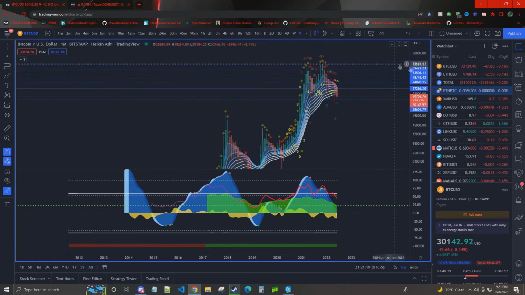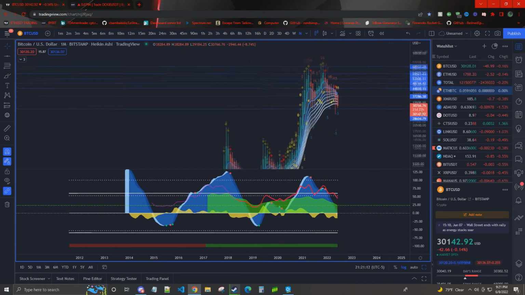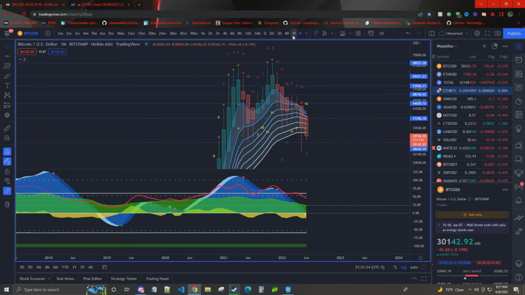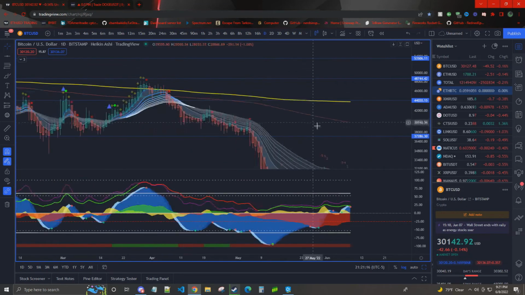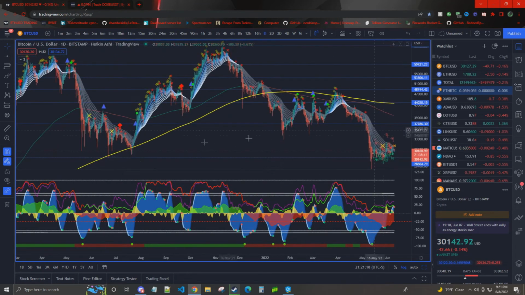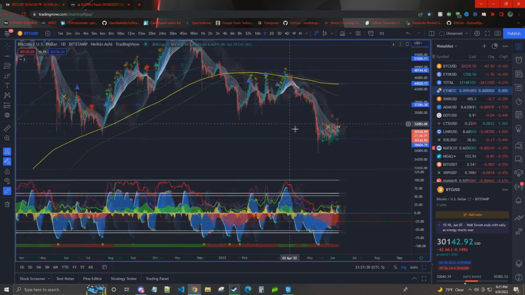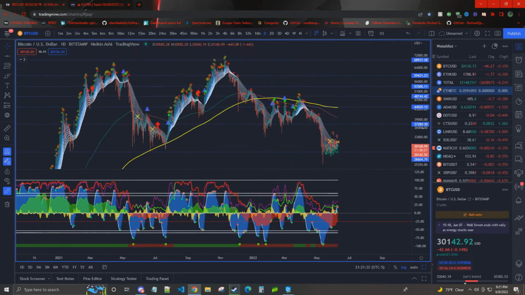That's how you draw Fibonacci's. For retracing down in a bear market, you go from the lowest point of the last swing low to the highest point of the last swing high. And for retracing in a bull market, you go from the last swing high to the last swing low. And it's as simple as that.